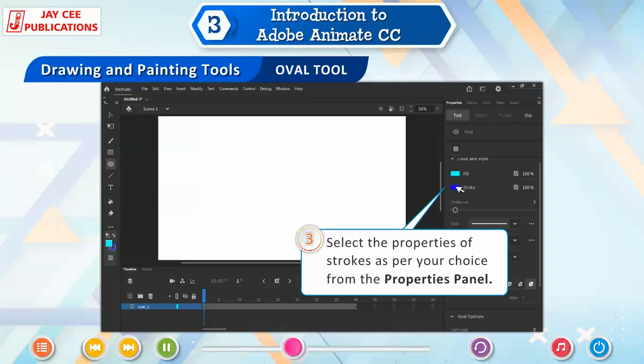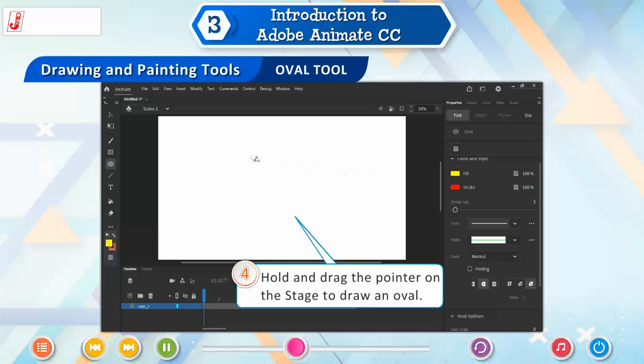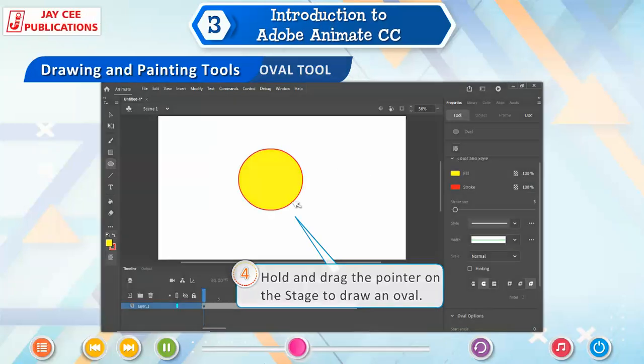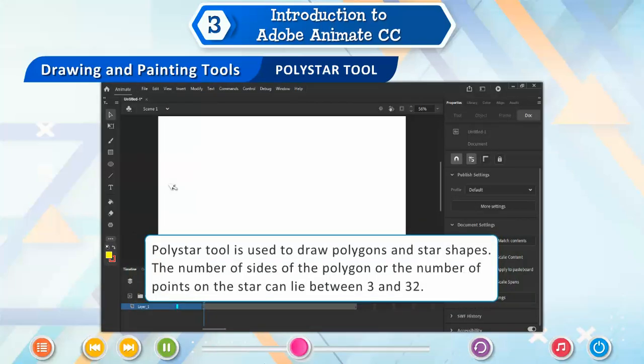3. Select the properties of strokes as per your choice from the properties panel. 4. Hold and drag the pointer on the stage to draw an oval. Polystar tool. Polystar tool is used to draw polygons and star shapes.